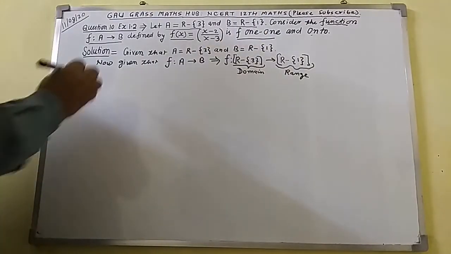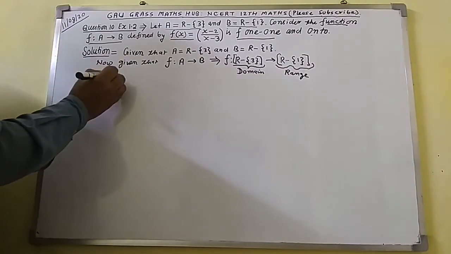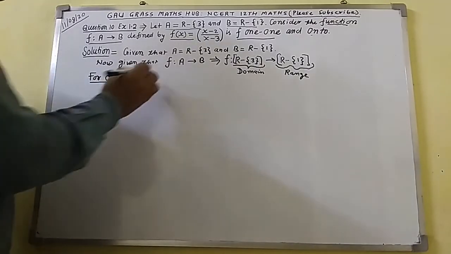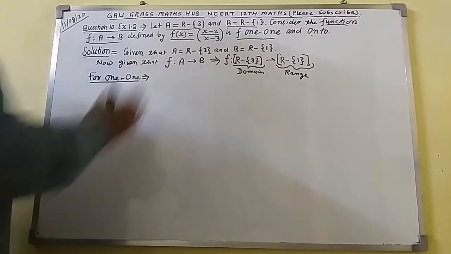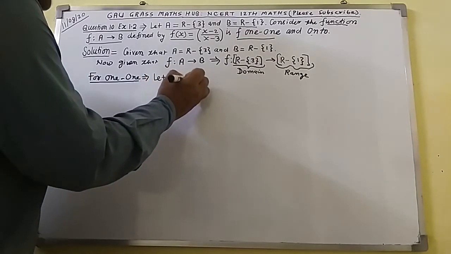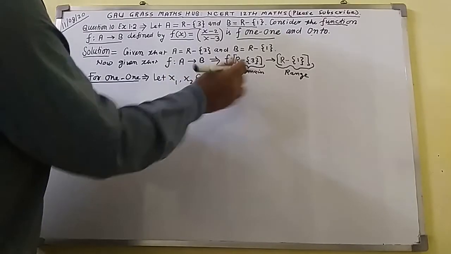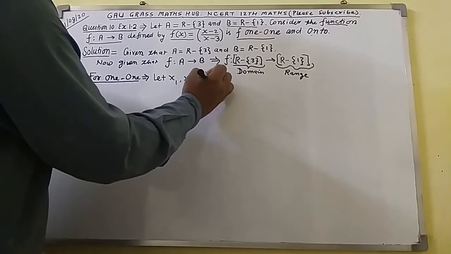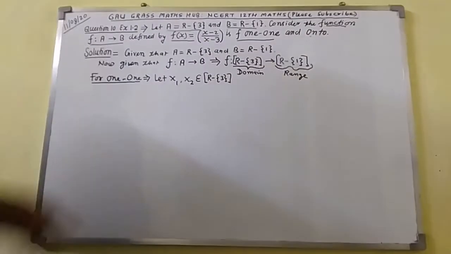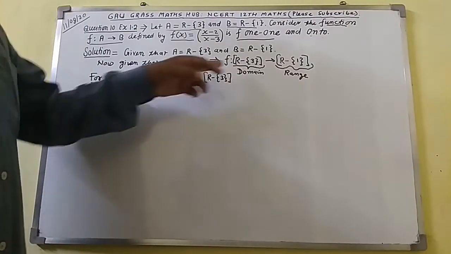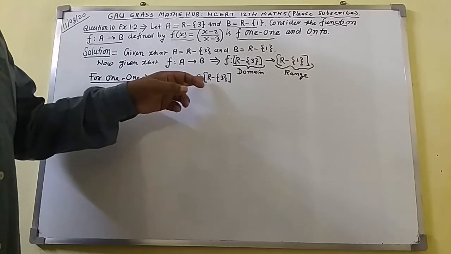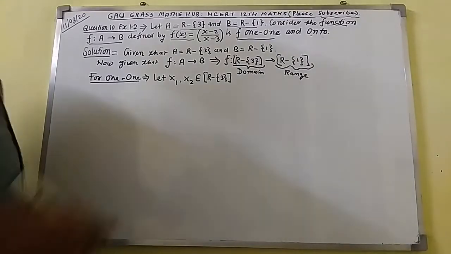Here I shall write for one-one. Let x1, x2 belong to the domain, R minus {3}. This is the domain.